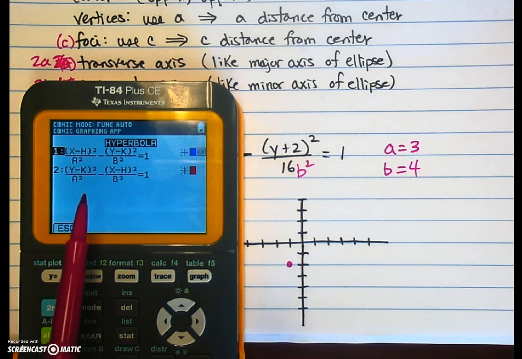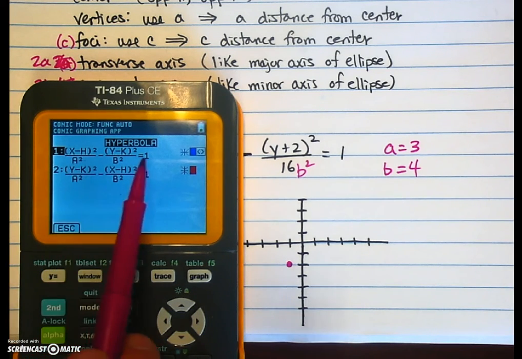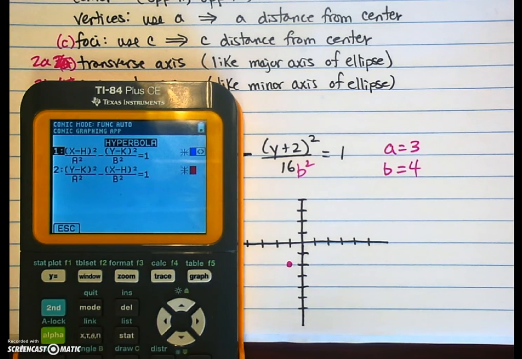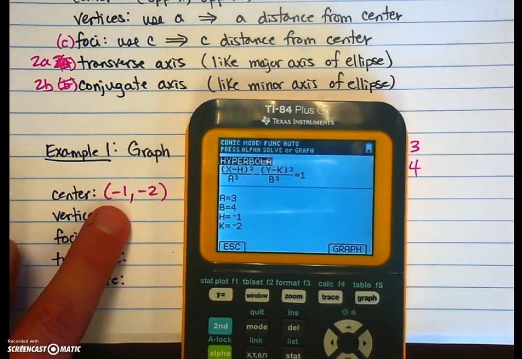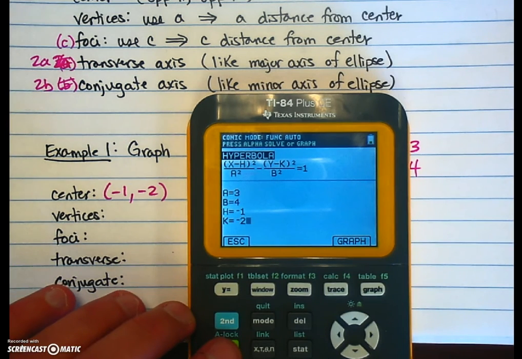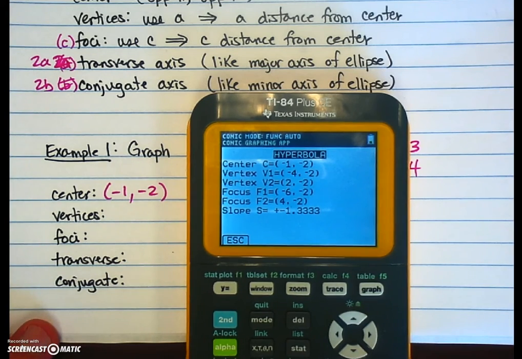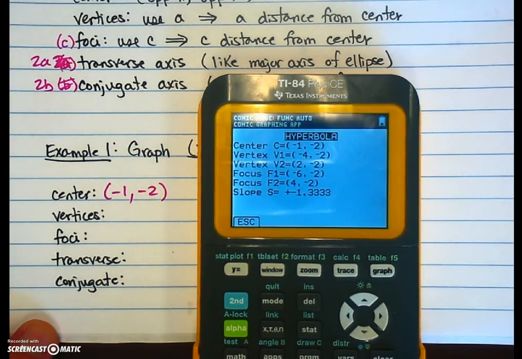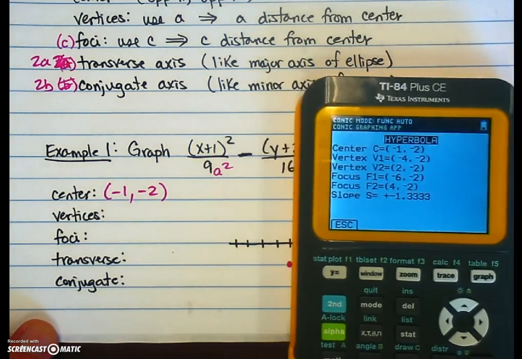And when we're looking at this, what's going to happen is a squared, we're looking at the first one here. We've got a horizontal hyperbola. Now I'm going to put in a is 3, b is 4, and then I'm going to put in my center, my h and k, so -1, -2. And then I'm going to hit alpha enter, like we normally do, and I'm going to come up with this information right here. Now I know some of you may not have a calculator at home, so you can just write this information down because in class you're going to use the calculator to find the information.